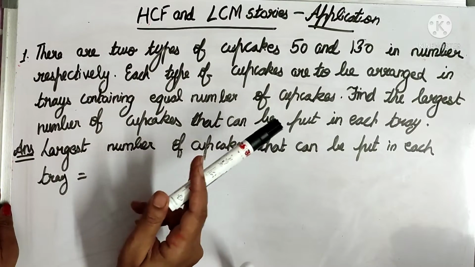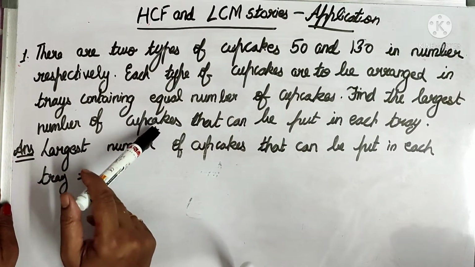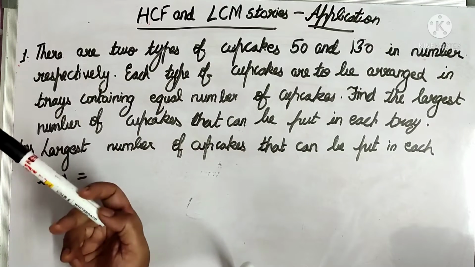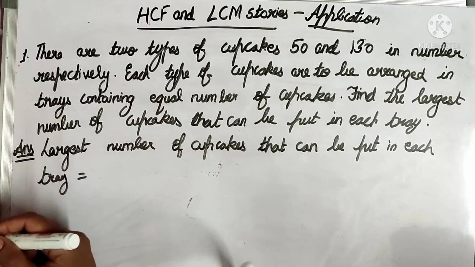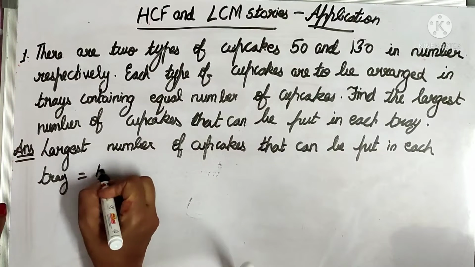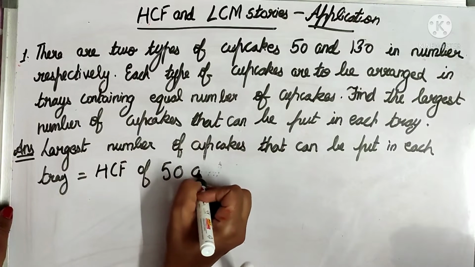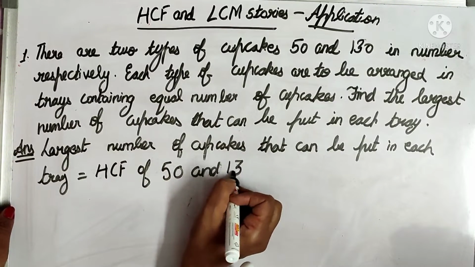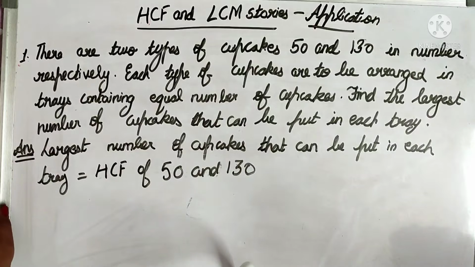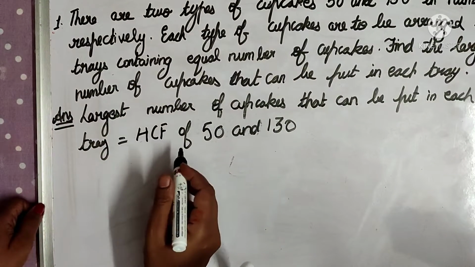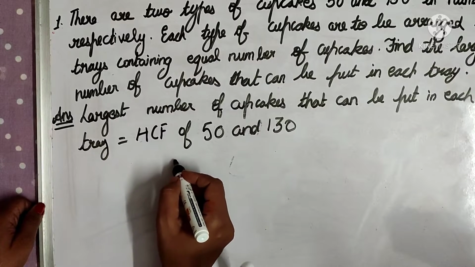Now we have to find the largest number of cupcakes that can be put in each tray. In order to find this, what will we be finding? We will be finding the HCF of the given numbers, that is, the HCF of 50 and 130. The HCF of 50 and 130 can be found either by the long division method or by the prime factorization method. Here I am finding it with the help of the long division method.